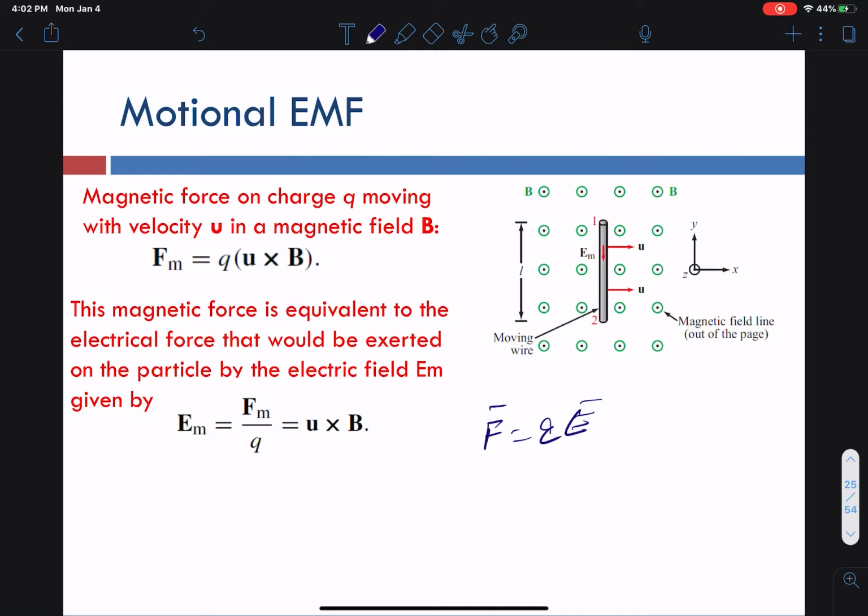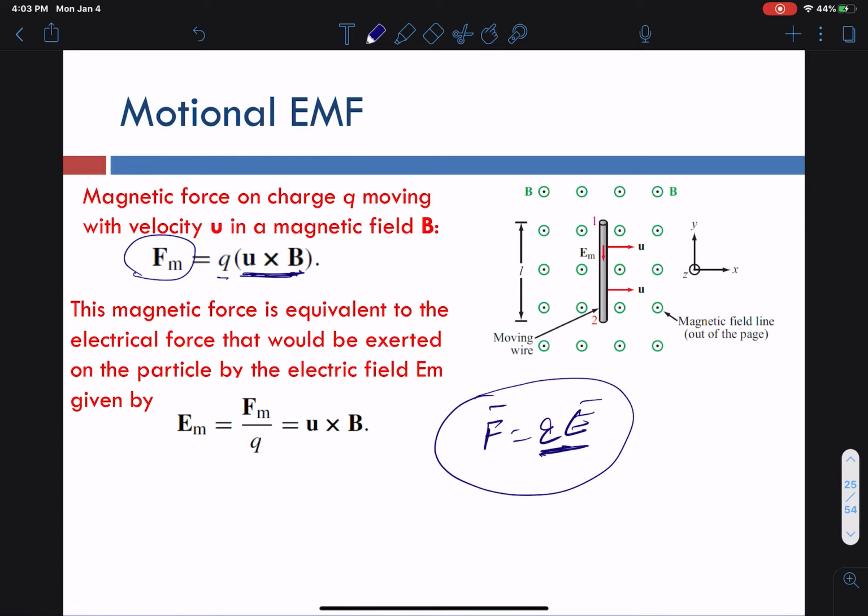Motional EMF: you have a charge moving with the velocity u in the magnetic field B. The force Fm on the charge would be Q U cross B. It's a cross product, both are vectors, right? And also you know that F is Q times E. You have learned them in Physics 260.